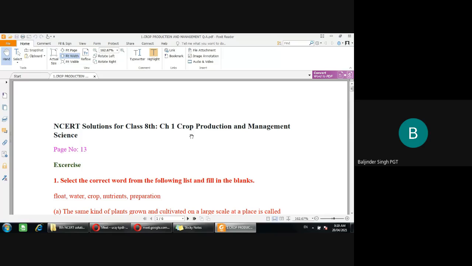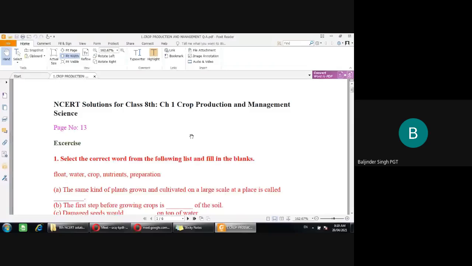Okay, so we can start now. Our chapter is crop production and management, class 8, and we are studying the question answer of this chapter. So let us look at question number 1. Select the correct word from the following list and fill in the blanks.